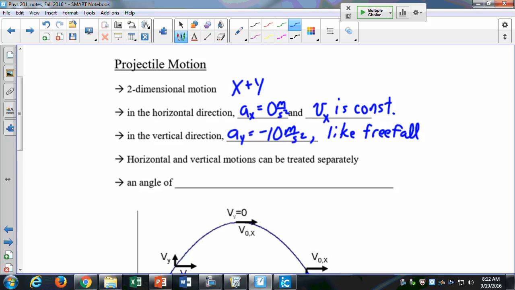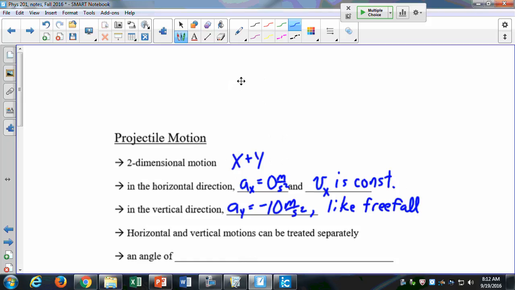I'm going to write our equations. Remember, we had two kinematics equations. We had y equals v0 times t plus 1/2 a t squared. And then we also had v equals v0 plus a times t. Remember, these were our two kinematics equations. You'll have to derive them for the test. We're going to use these same equations, except we're going to break them into our x and y components.